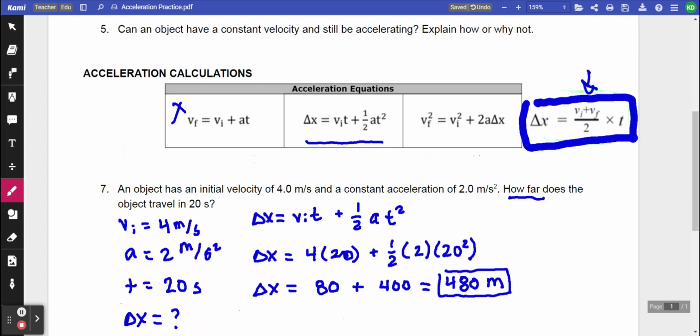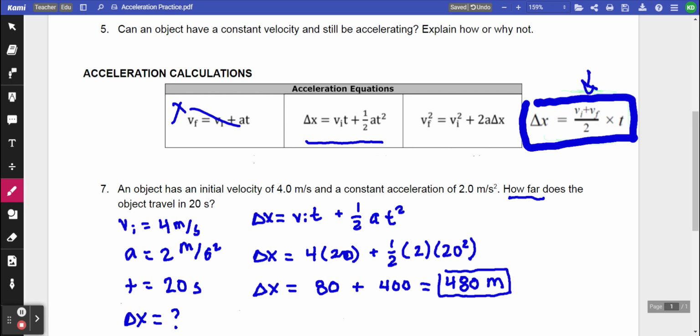Now, again, because I'm looking for delta x, I'm not going to want to use this equation. It doesn't have delta x in it. I can't solve my question with that equation. But I could use any of the other equations because I know all of the other variables. I know VI, I know VF, I know A, and I know T. And so it's really up to us which one we want to use.